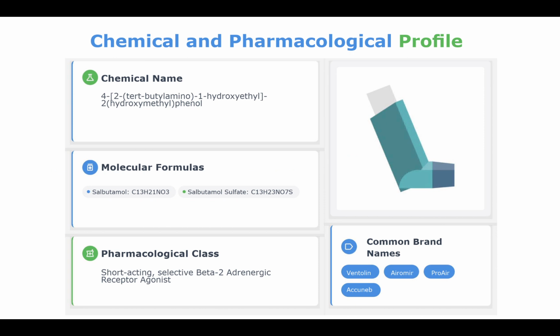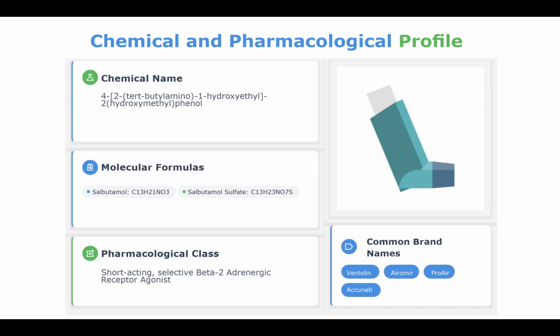You might recognize it by its widespread brand names such as Ventolin, the classic blue inhaler synonymous with asthma relief, Aeromir, ProAir, and Acunab, among others like Proventil and Salamol in various markets. These brands ensure accessibility worldwide.